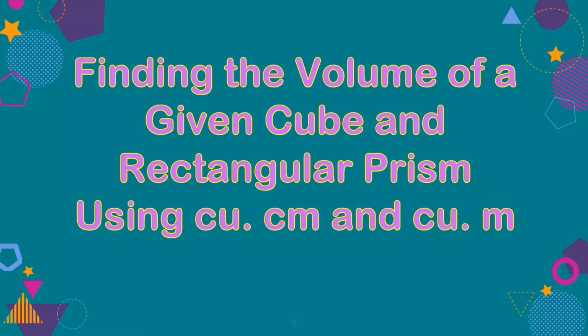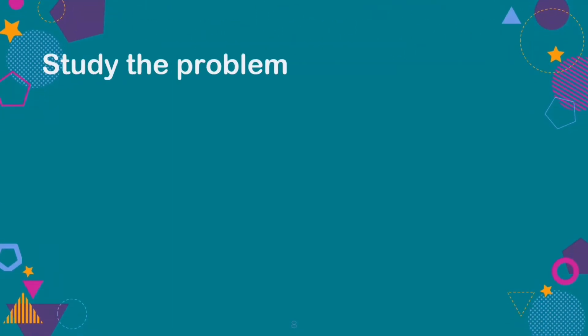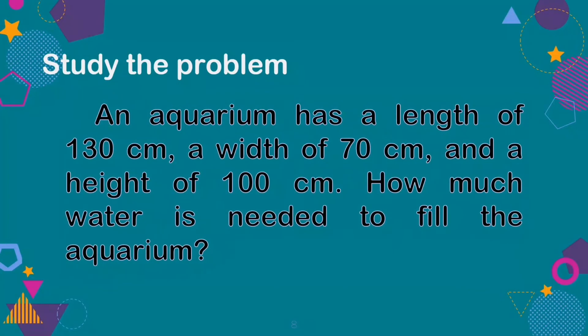Now to our first lesson. Our first lesson is about finding the volume of a given cube and rectangular prism using cubic centimeter and cubic meter. Study the problem. An aquarium has a length of 130 cm, a width of 70 cm, and a height of 100 cm. How much water is needed to fill the aquarium?